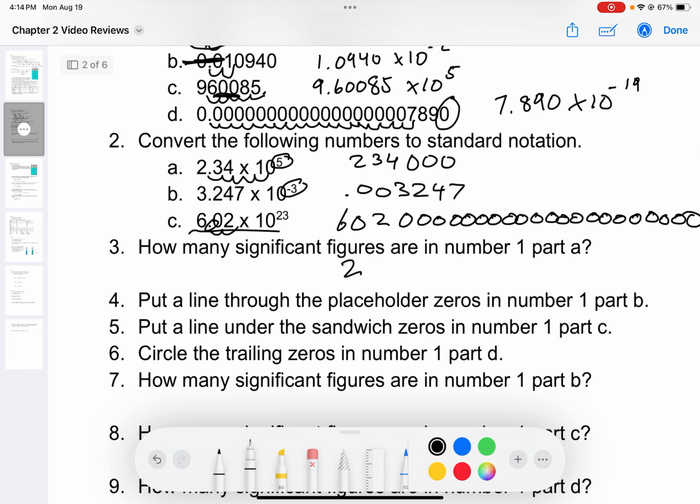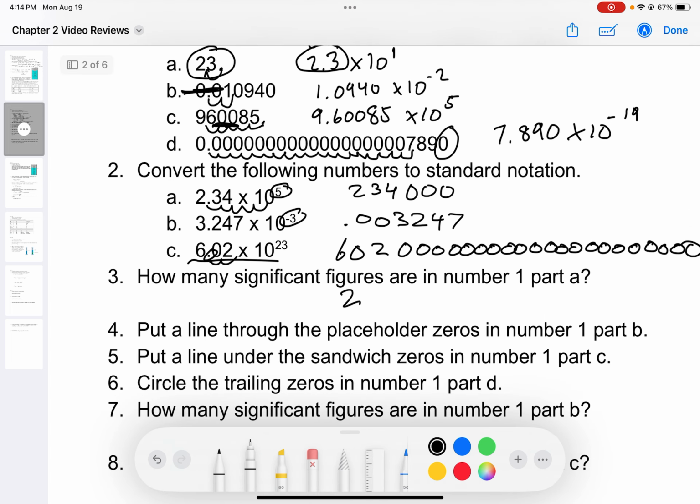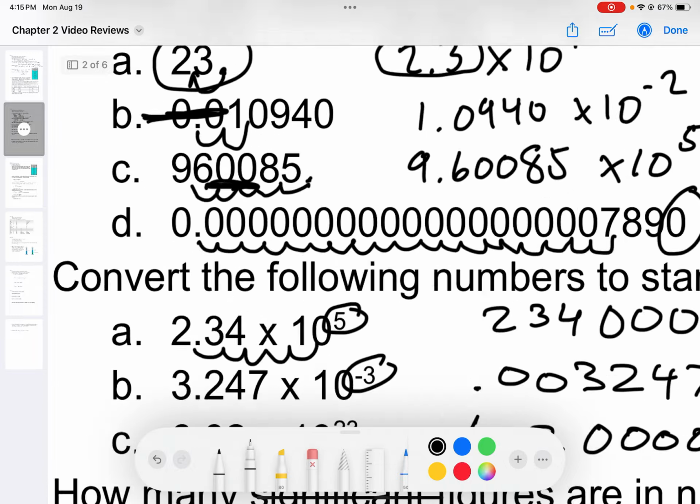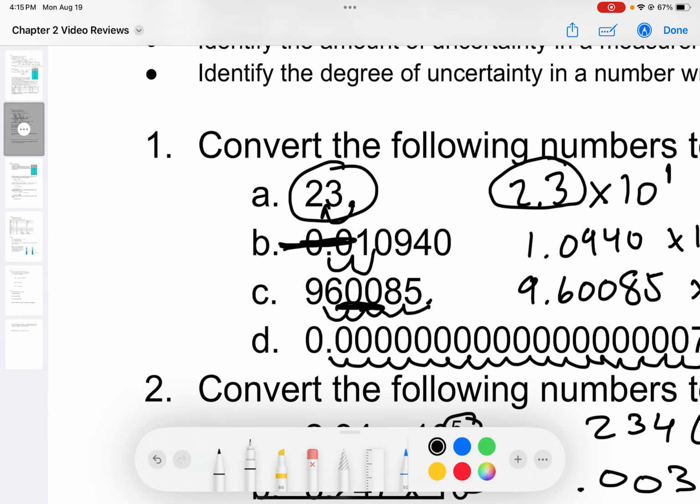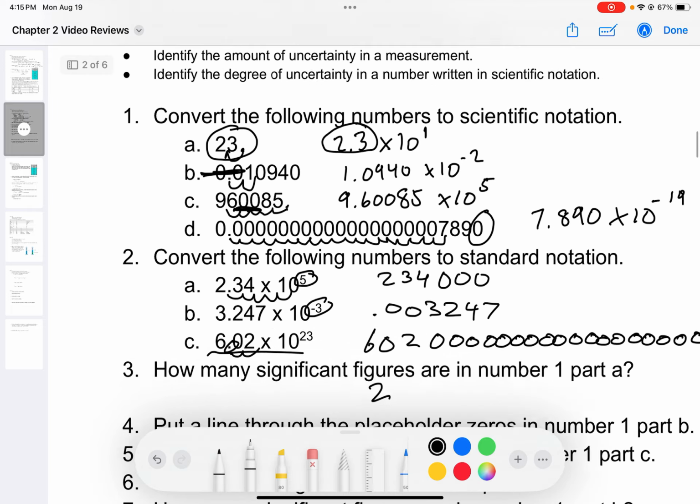So now it says, how many significant figures are in number 1, part B? Well, let's talk about what makes a zero significant. In number 1, part B, we have placeholder zeros. Those are the front zeros. And what I want to tell you is placeholder zeros are never significant. Okay? Placeholder zeros are never significant.